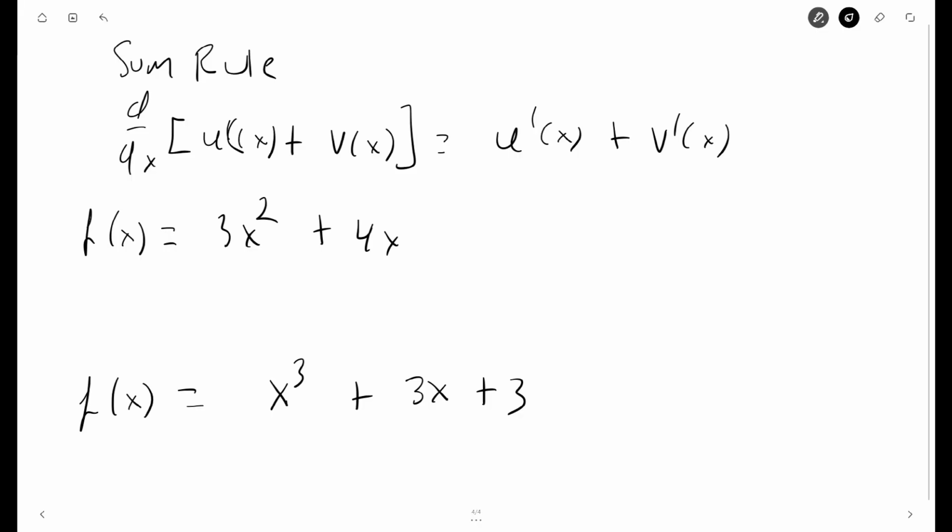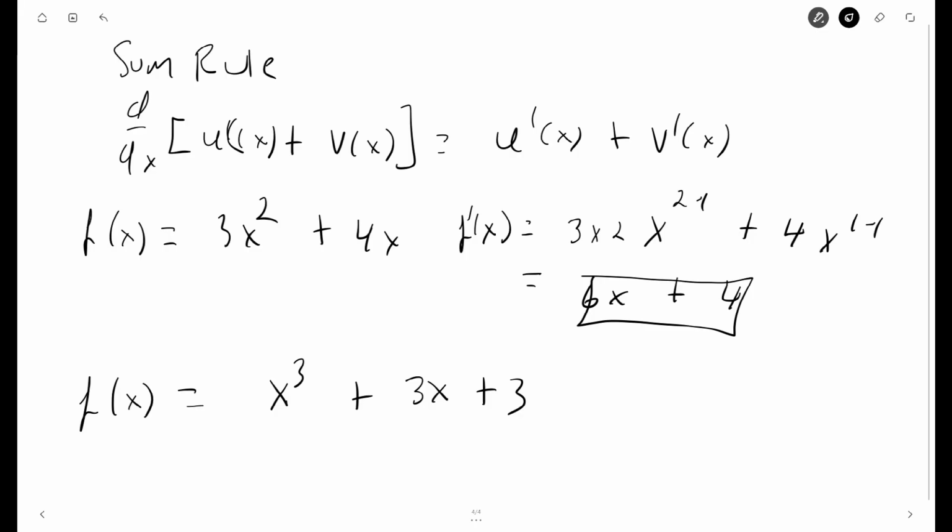Okay, so the derivative is as follows: f prime of x is equal to 3 times 2x^(2-1) plus 4x^(1-1). That's equal to 3 times 2, that's 6x, and then 2 minus 1 is 1, so that becomes x, then plus 4, because 1 minus 1 is 0, x to the 0 is 1.